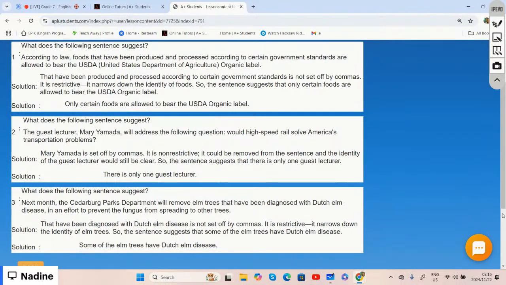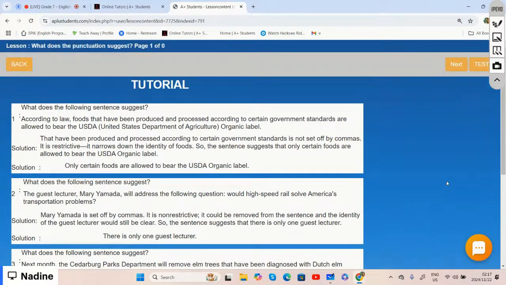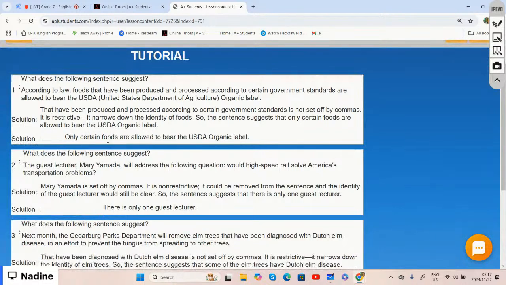All right. So we said that restrictive clauses modify the noun that precedes it in an essential way, whereas non-restrictive clauses describe a noun in a non-essential way. And we said restrictive clauses are limited, whereas non-restrictive clauses are not limited. But now we're going to look at what the following sentences suggest.